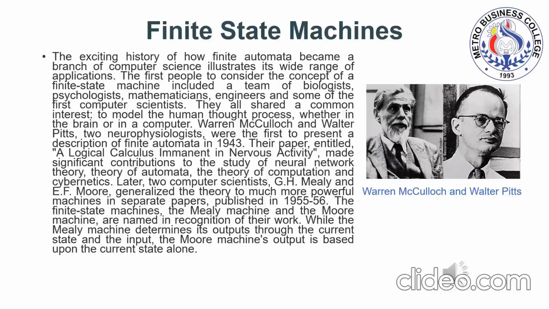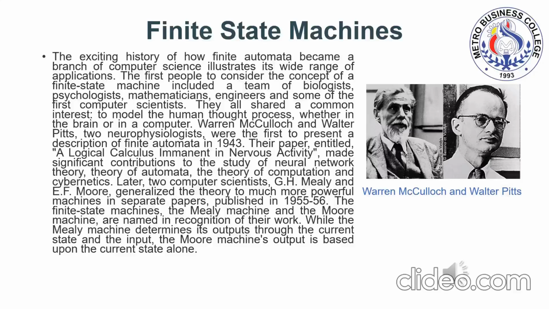The exciting history of how finite automata became a branch of computer science illustrates its wide range of applications. The first people to consider the concept of a finite state machine included a team of biologists, psychologists, mathematicians, engineers, and some of the first computer scientists. They all shared a common interest: to model the human thought process, whether in the brain or in a computer. Warren McCulloch and Walter Pitts, two neurophysiologists, were the first to present a description of finite automata in 1943.